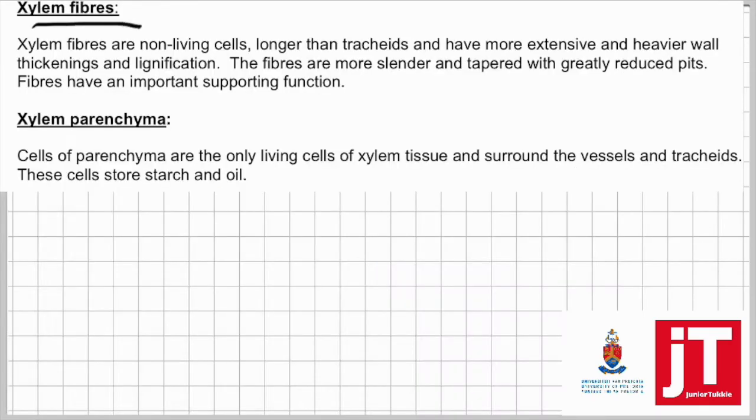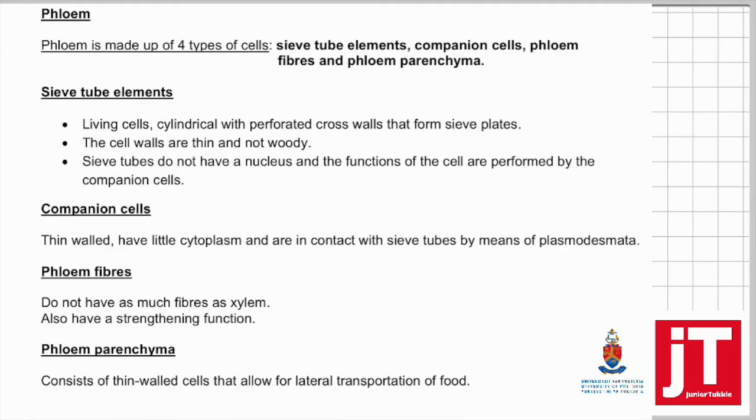Xylem fibers are basically sclerenchyma fibers. Now, I told you in a previous video that xylem is very important. So fibers are there to support the xylem. Parenchyma will also be around the xylem, and it's there for storage of starch and oil. Right, let's get down to phloem.